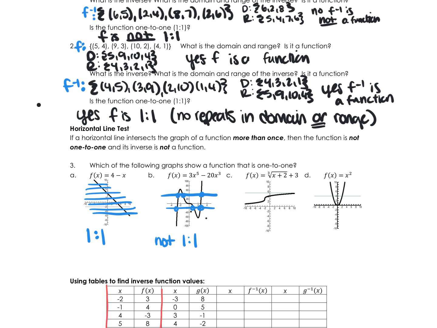C is a little funny looking, but it actually is one-to-one, because wherever I draw this line, it's still only going to cross the function one time, even though it goes slowly out like this forever, right? It's still going to get a little bit bigger every time. So this one is one-to-one, because there's no place where you can draw the horizontal line and it intersects more than one time. All those horizontal lines only touch it one time.